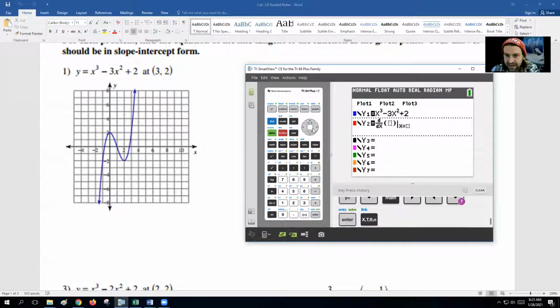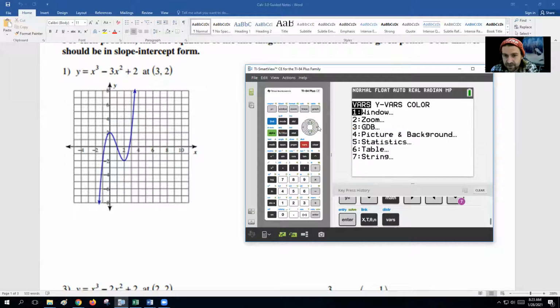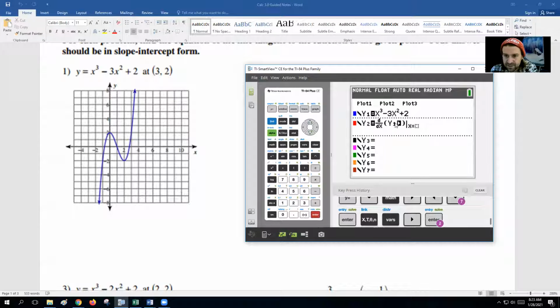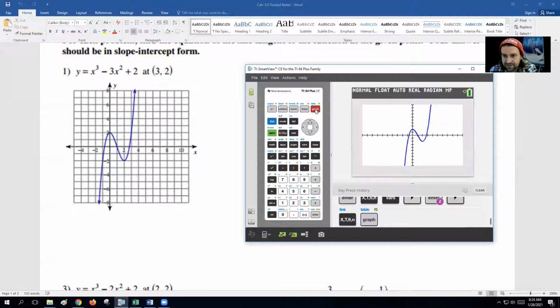First, we're going to put d/dx, and we'll type in our equation. So you guys can retype in this equation, or if you want to cheat, you can press vars, go over to y vars, press 1 for function, and press 1. So what this does here is substitutes whatever you typed in here to right there. And then we've got to say x equals x. And that's some calculus 2 stuff, but just remember this is always d/dx. You type in your y1 equation, or you press vars and kind of cheat that way, and press graph.